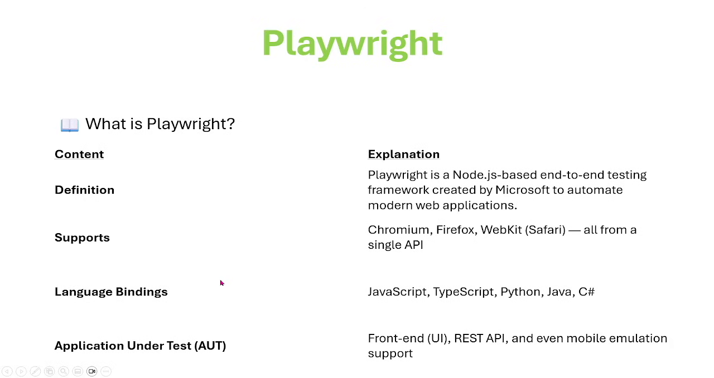Playwright is a Node.js-based end-to-end testing framework created by Microsoft to automate modern web applications. It supports Chromium, Firefox, and WebKit, all from a single API. Language bindings: JavaScript, TypeScript, Python, Java, C#. It can test front-end, REST API, and even mobile emulation.